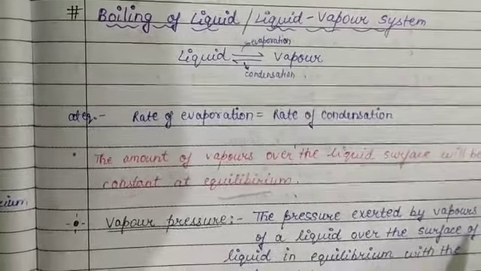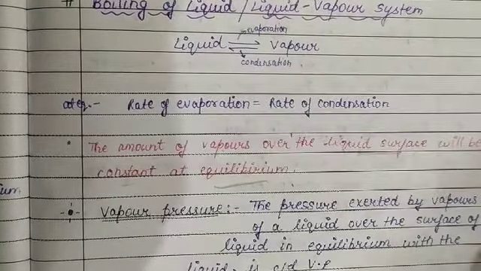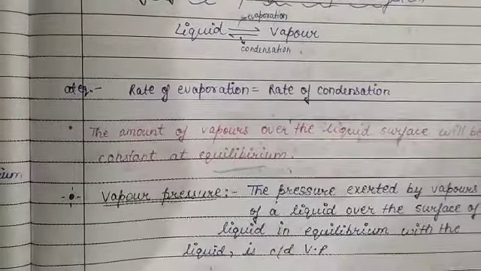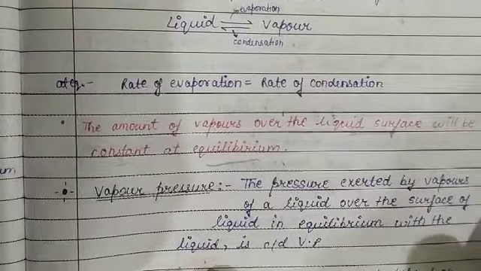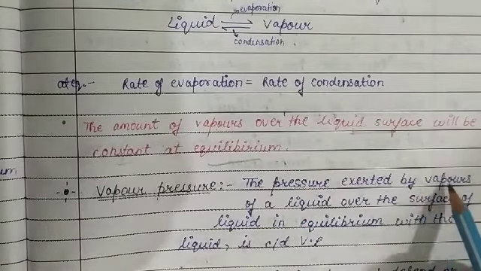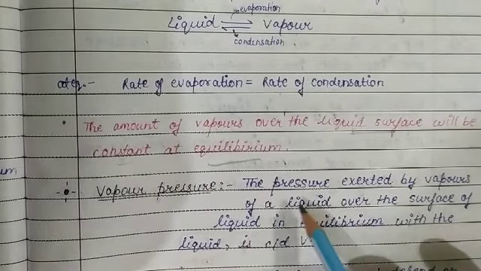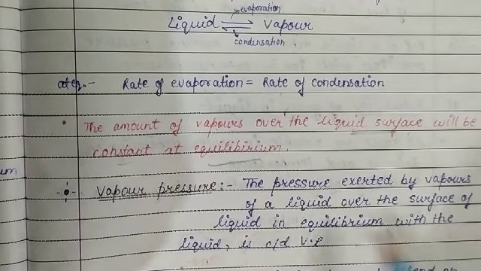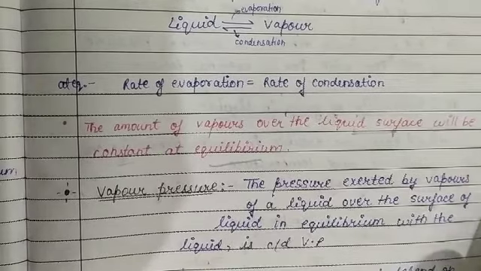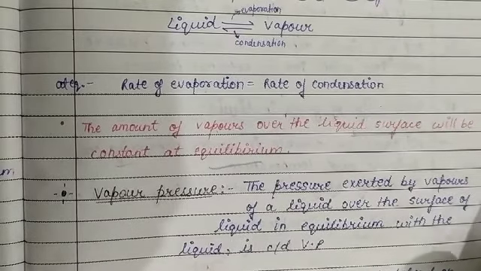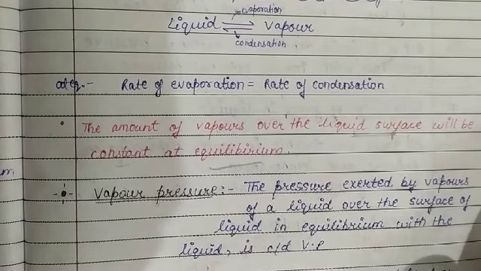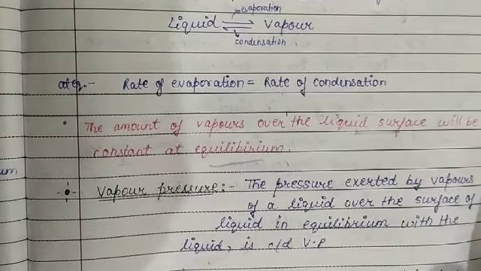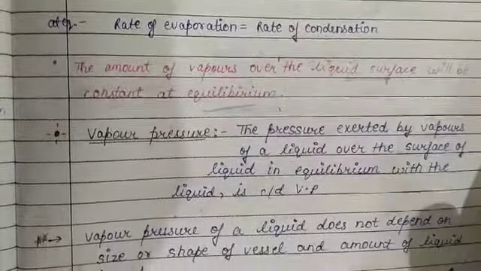Now we will see vapor pressure. What is vapor pressure? Vapor pressure is the pressure exerted by the vapors of a liquid over the surface of the liquid when the liquid and vapor are in equilibrium. And we know the vapor pressure of a liquid.